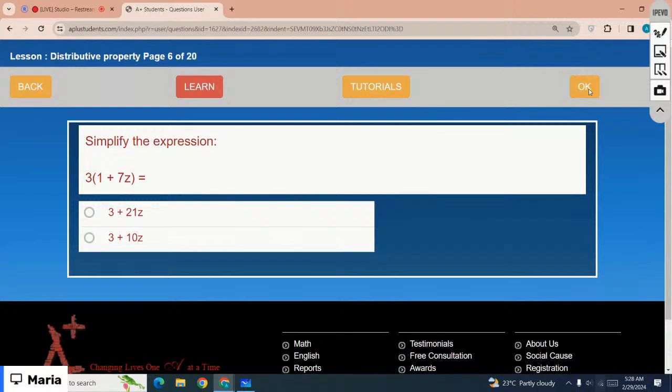Simplify the expression 3 times 1 plus 7z. So which is the correct option? Yes, 3 times 1 is 3 and 3 times 7 is 21z. Option number 1 is the correct option, that is 3 plus 21z.